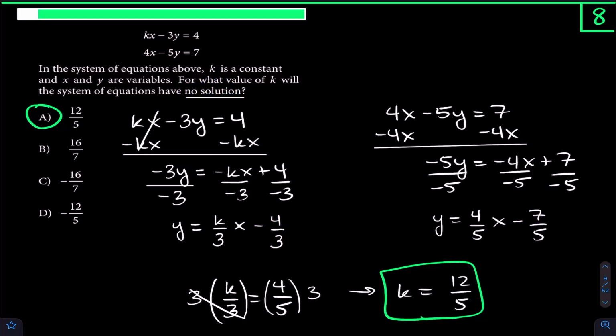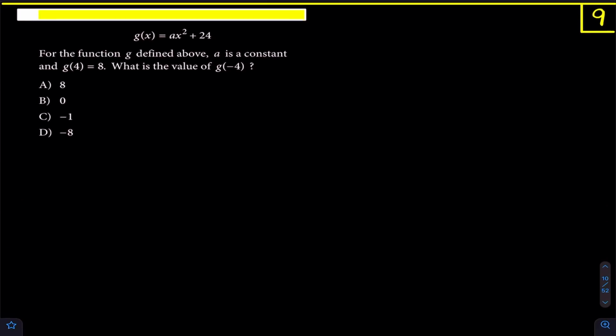But yeah, that's this problem. So moving on to our next problem here, problem 9. This problem says for the function g defined above, a is a constant and g of 4 is equal to 8. What's the value of g of -4?